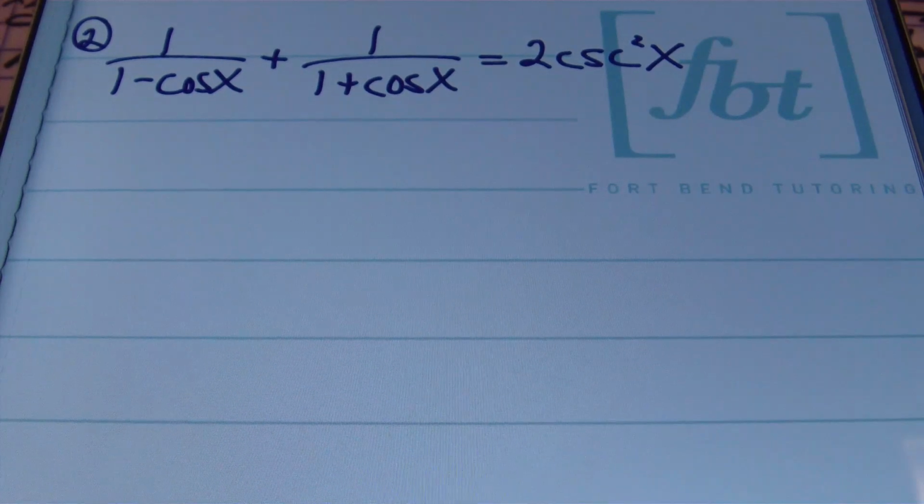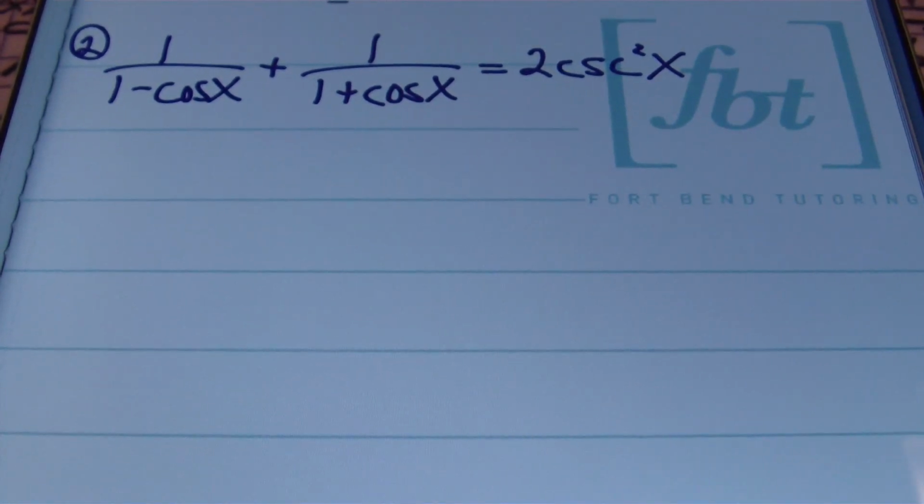Alright, problem number 2, ladies and gentlemen, we have 1 divided by 1 minus cosine x plus 1 divided by 1 plus cosine x. And this is supposed to equal 2 cosecant squared x. What we'll be doing in this problem is, first of all, getting a common denominator. I notice that I have 2 rational expressions, also known as fractions, and I can combine those once I get a common denominator.